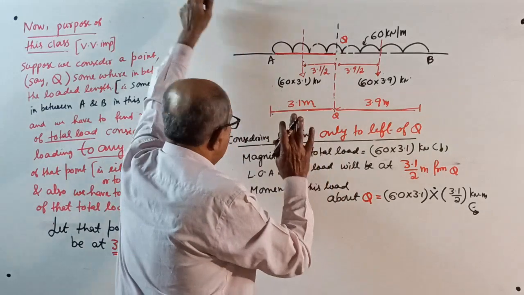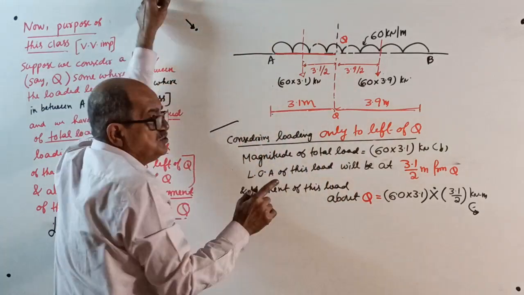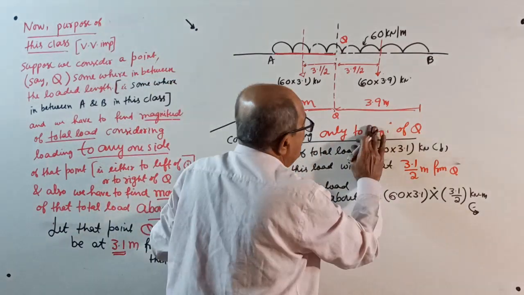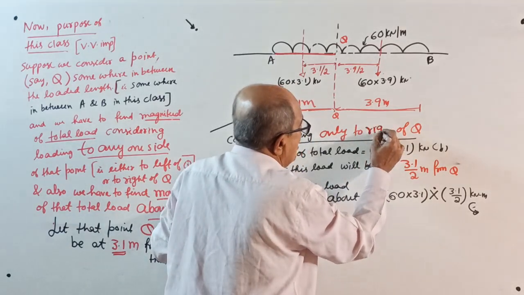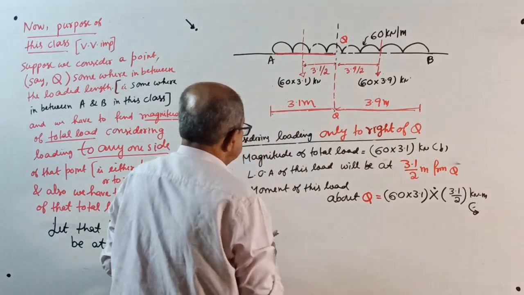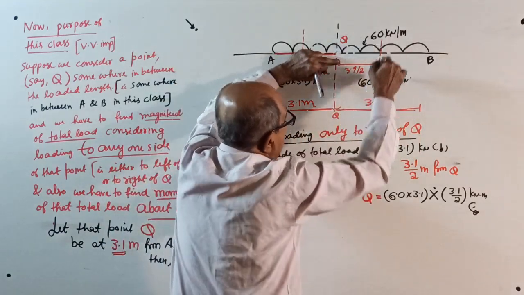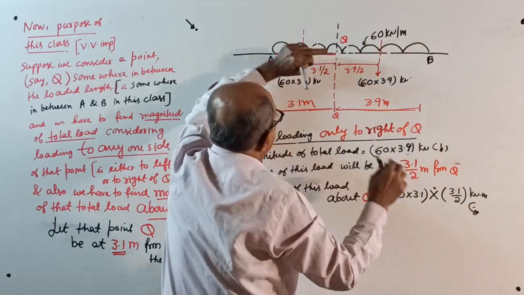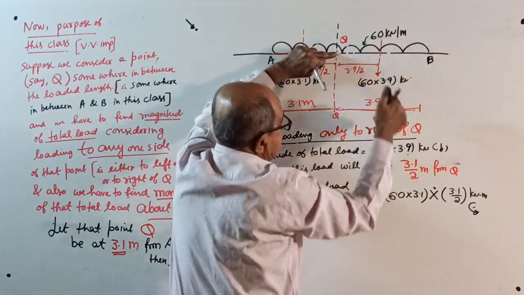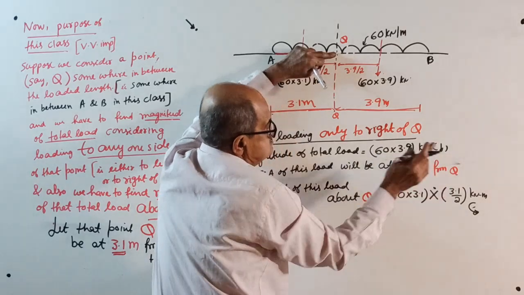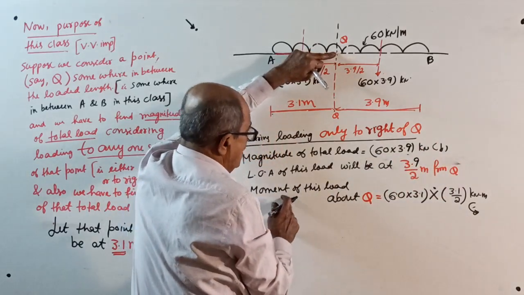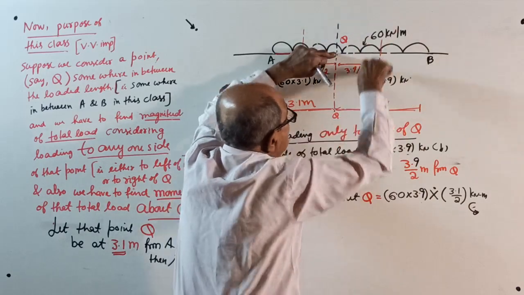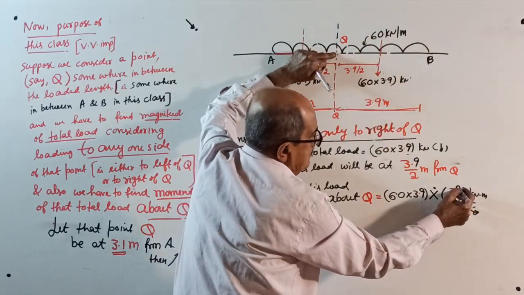Right. Now, once over, you should not do this way, I can do it. Once again, now considering loading only to right of Q. Magnitude of the total load equal to 60 into 3.9, down, over. Line of action from Q is 3.9 divided by 2 meter from Q. And moment of this load about Q equal to 60 into 3.9, the total load, into 3.9 by 2.